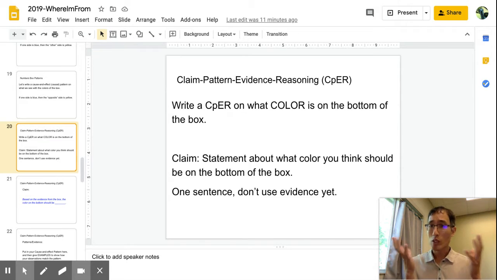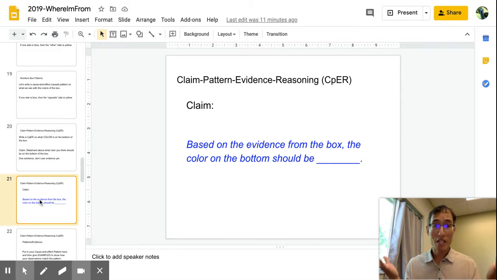So we start off with a claim. Claim is a statement. It's what you think is on the bottom, just one sentence. So don't use any evidence here. The claim is just like this. So based on the evidence, I always start my claims the same way because I'm basing my claim on evidence and not just what I'm thinking or what I'm feeling that day. I would say based on the evidence from the box, the color on the bottom should be, and then you would figure out what color you think it is.